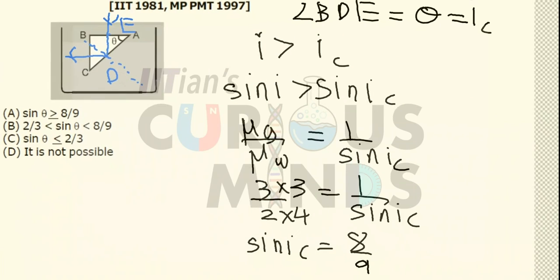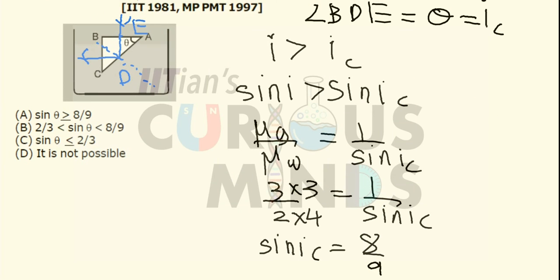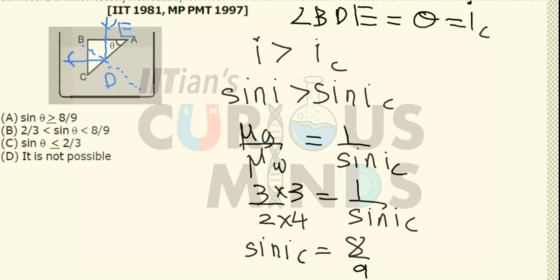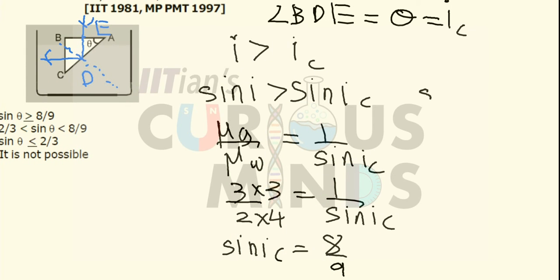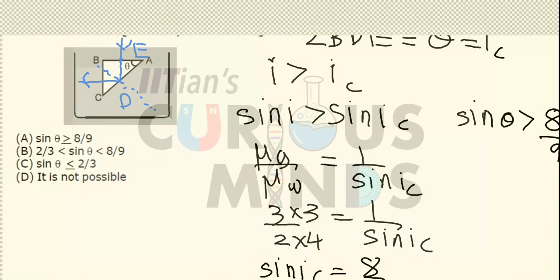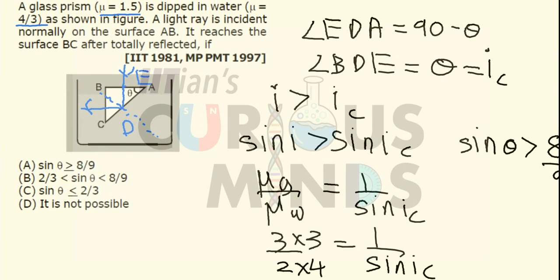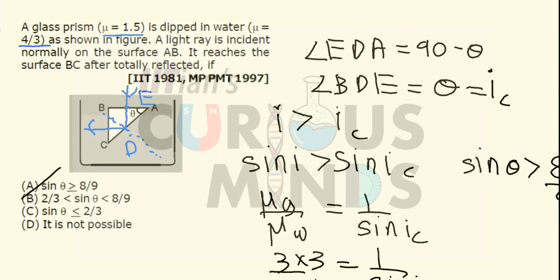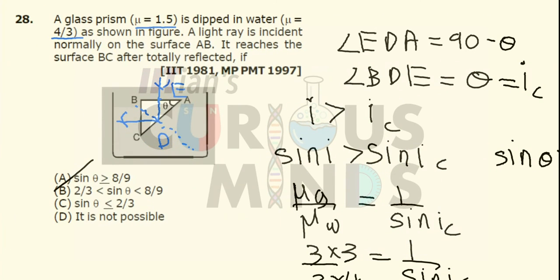So the sin of the angle of incidence, that is sin theta, should be greater than or equal to 8/9. Now, if you consider the options, there is only one option basically, which is option A. In option A, sin theta is greater than 8/9. This is the only condition that should be followed in order to get total internal reflection, which is option A.